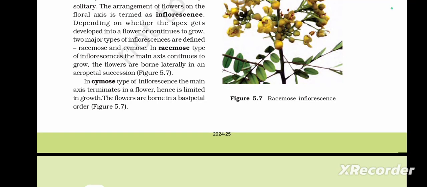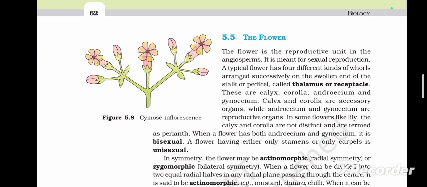In cymose type of inflorescence, the main axis terminates in a flower, hence is limited in growth. The flowers are borne in a basipetal order. Next topic is the flower. The flower is the reproductive unit in the angiosperms. It is meant for sexual reproduction.